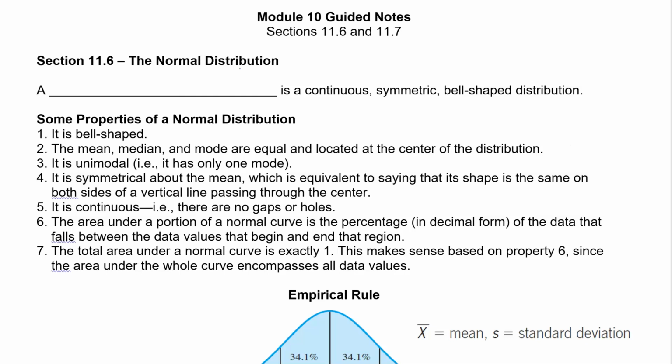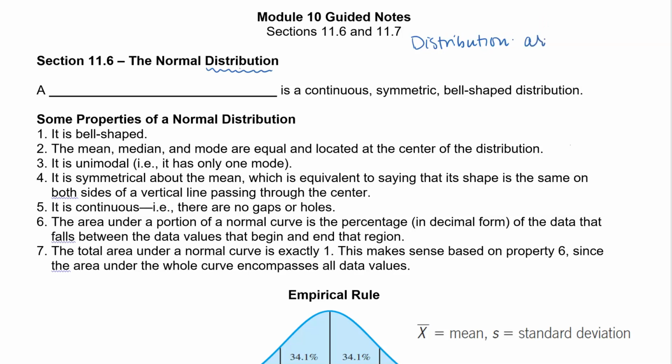Hi there. So this is a video on Module 10 for Math 125, and Module 10 covers sections 11.6 and 11.7, which are on the normal distribution. So we're going to start by talking about the normal distribution, but more specifically, let's just talk about what a distribution is first.